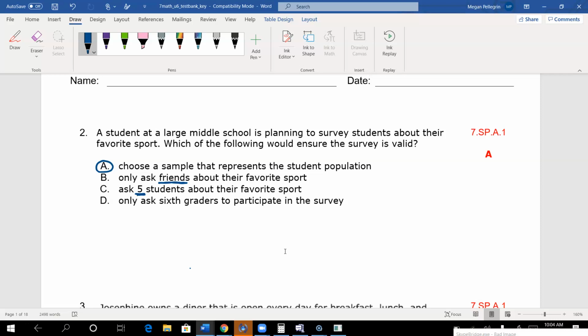And then D, only ask 6th graders to participate in the survey. Then it would be biased to 6th graders and what the 6th graders preferred as far as their sport. So we want to choose a sample that represents the student population, so all types of students.